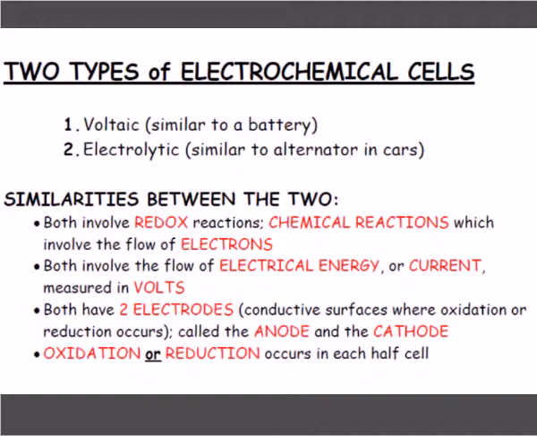They both have two electrodes, which are conductive surfaces where oxidation or reduction occurs. One is called the anode. The other is called the cathode. Oxidation or reduction occurs in each half cell. Okay, so you'll see what I mean as we get into the picture of it, and we'll talk all about the cells that are involved.